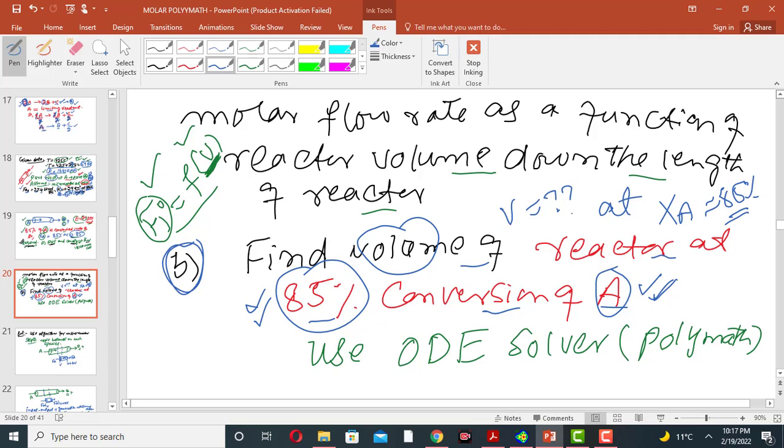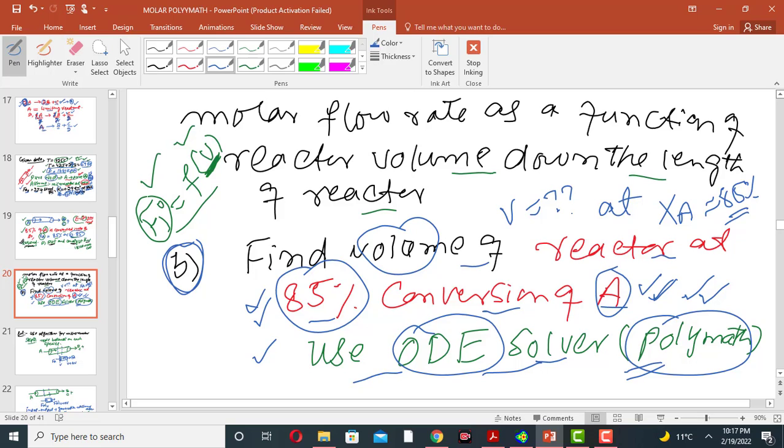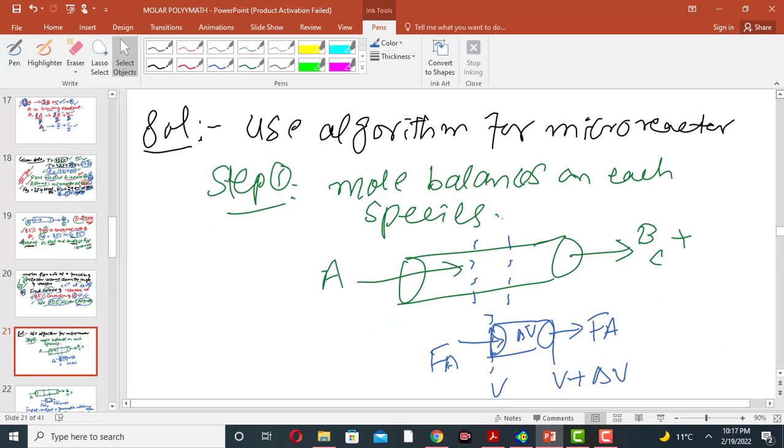This is our second question. Use an ODE solver, an ordinary differential equation solver, which is Polymath or some other software. But we will use Polymath, which is simple software. So, solution: first of all, we will use the algorithm for a microreactor.